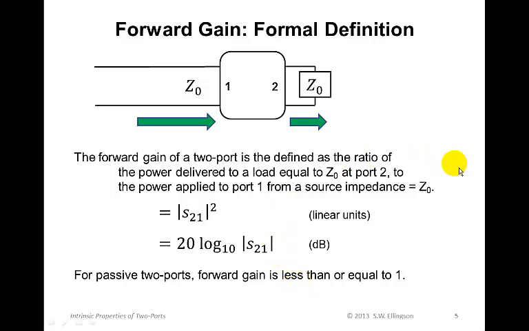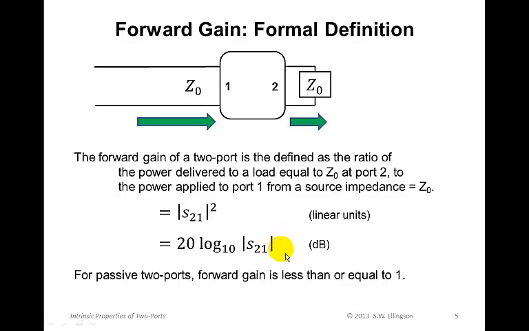The forward gain of a two-port is defined as the ratio of the power delivered to a load equal to the reference impedance at port 2 to the power applied to port 1 from a source impedance Z0. And we found out that this turns out to be equal to S21 magnitude squared. And since we often work in dB, it's useful to provide an expression which gives you forward gain directly in dB, and that's just 20 times the logarithm base 10 of the magnitude of S21.